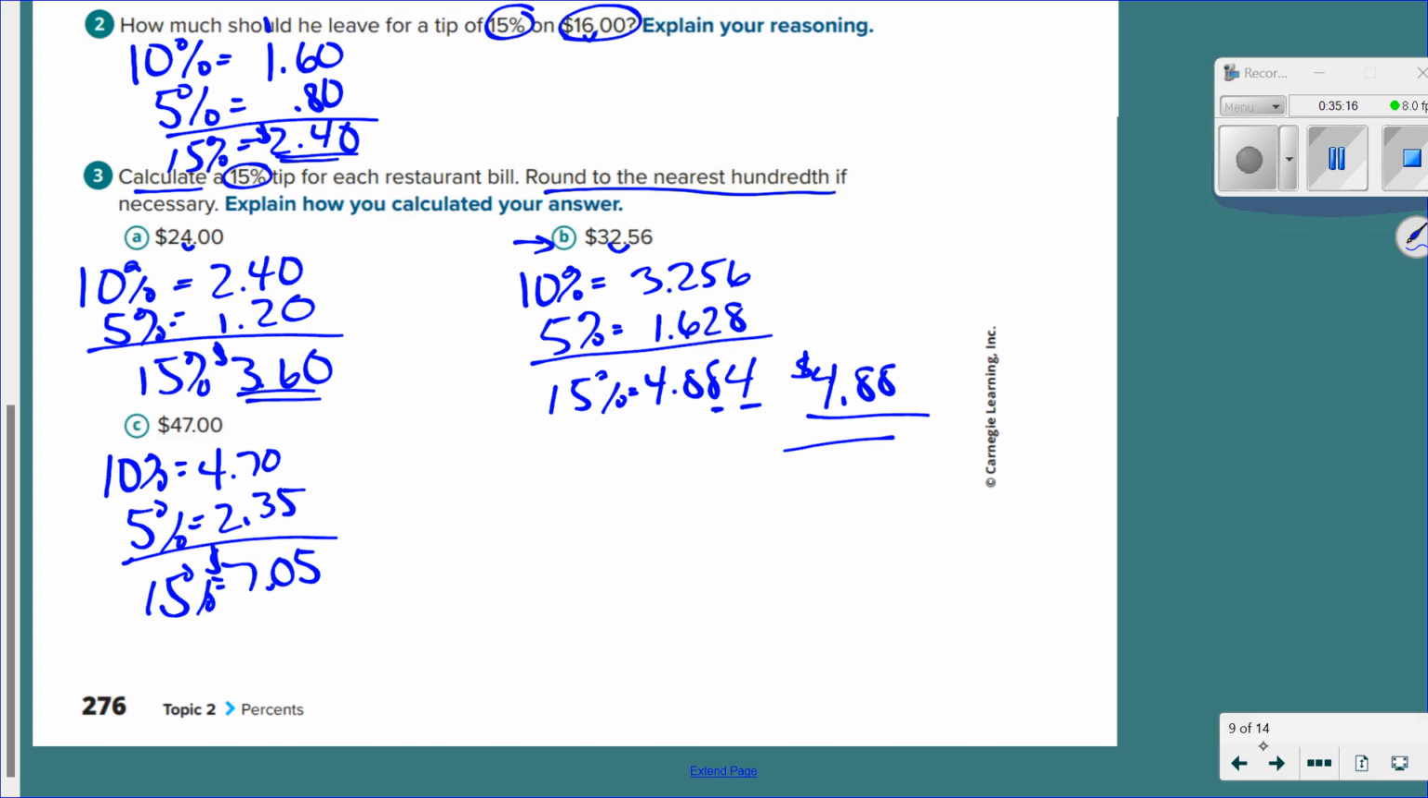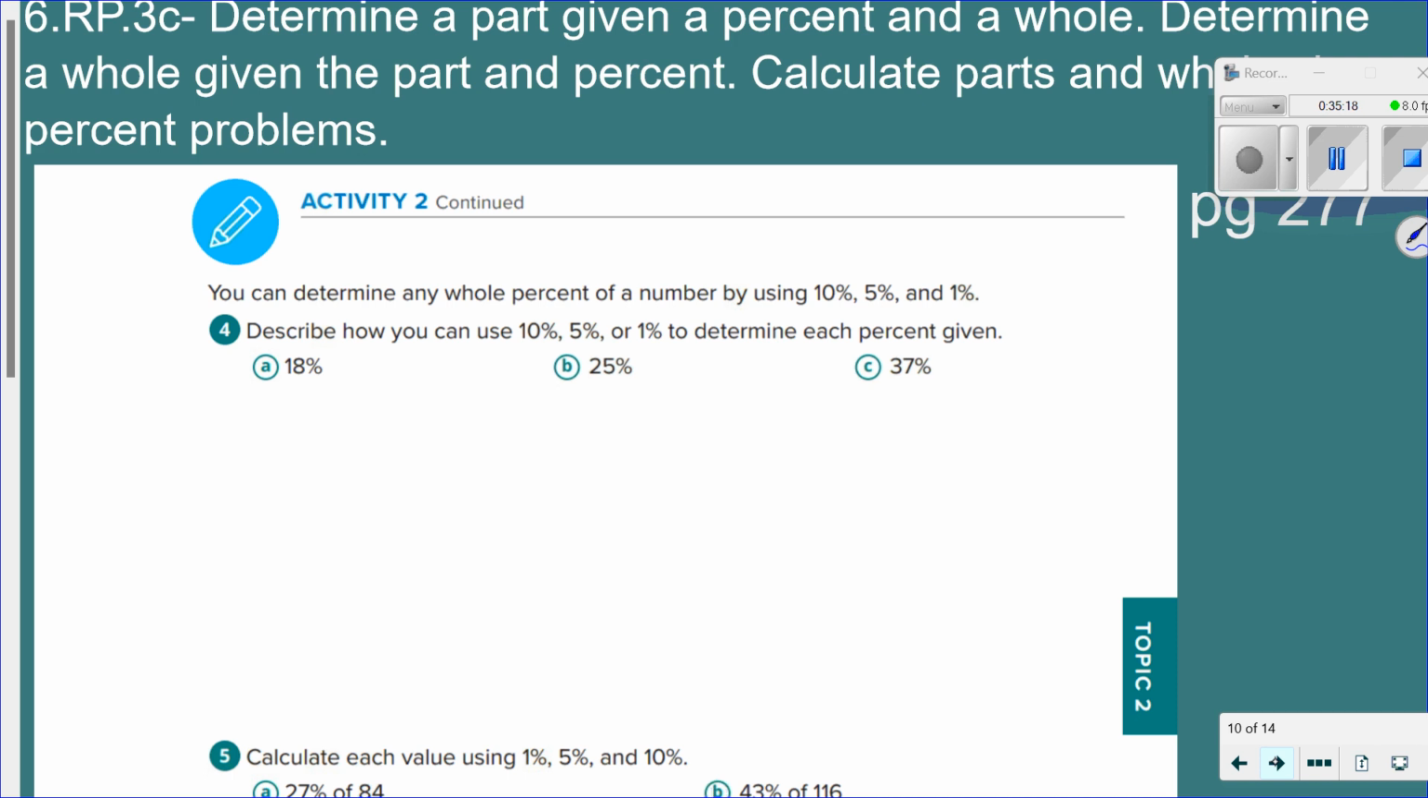Okay, we got to look at this one because this is going to be very similar to your homework. And this is using your baseline percents to figure out one that's not a baseline. And all we're going to do is take tens, fives, and ones and figure out how many of each we need in order to get the percent that we need. So I'm going to take 18% and break it down into tens, fives, and ones.